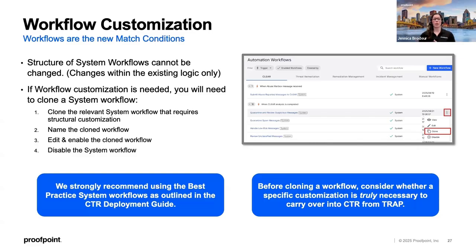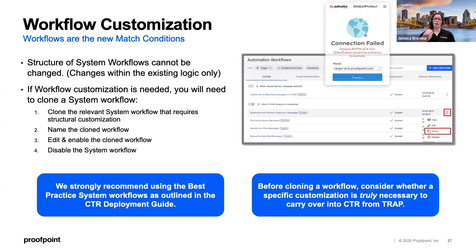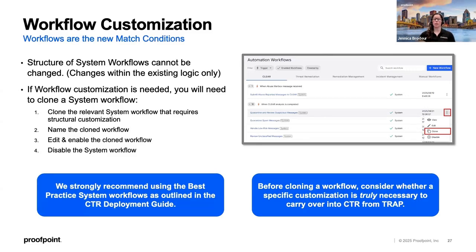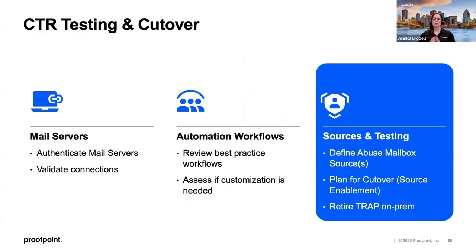So I would suggest that as you look at any customizations, really consider, do we need to migrate this up to Cloud Threat Response? Sometimes I see conditions where maybe it was an isolated event or it was a vendor exclusion and that organization is no longer working with that particular vendor. So rather than just blindly carrying up those customizations into Cloud Threat Response, really think about, do I absolutely need this? The good news is workflow automation is really straightforward.